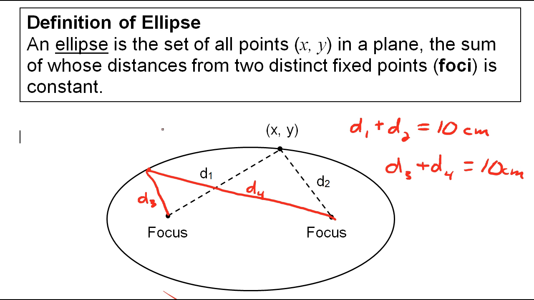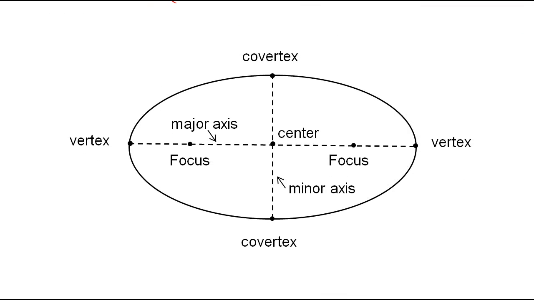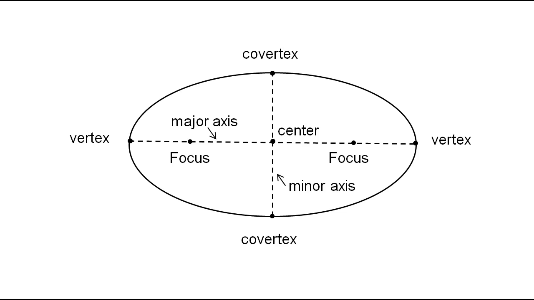Now let's look at the parts of the ellipse. Okay, an ellipse can be wide or it can be tall. It will always have two focus points, and the focus points will always be on the longer axis. You've got a major axis, which is the longest one, and you've got a minor axis, which is the shorter one. Now, you do have a center.